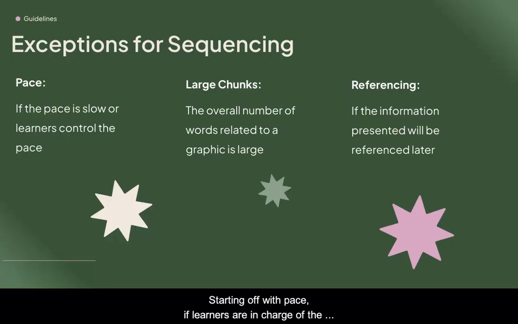Starting off with pace, if learners are in charge of the pace at which they are consuming the content, then it will be beneficial for printed text to be printed alongside audio. An example of this may be a presentation provided in an asynchronous course.